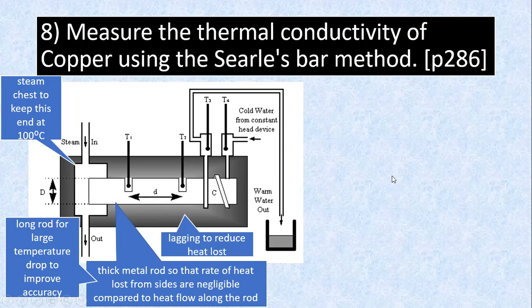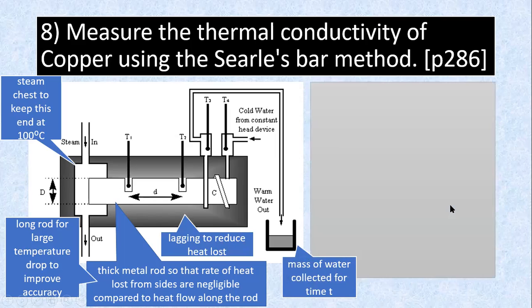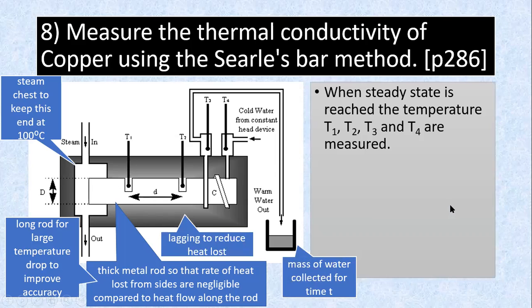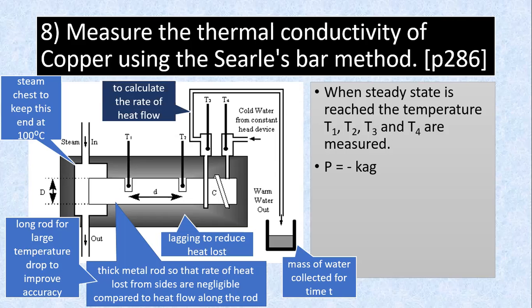So lagging is to prevent heat loss, or to reduce the heat loss. And then we measure the mass collected in time t. Right, steady state. Steady state means the temperature doesn't change anymore. We just look at the temperature, then we look at it a little while later. If the temperature doesn't change, then we have reached steady state. And we use the formula.